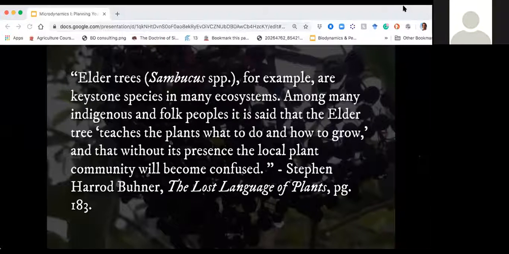Elder species are a keystone species in many ecosystems. Among many indigenous and folk peoples, it is said that the elder tree, quote, teaches the plants what to do and how to grow, and that without its presence, the local plant community will become confused. This is from Stephen Herod.